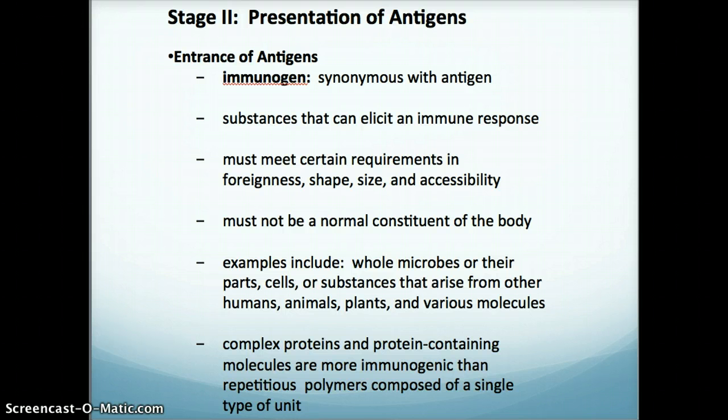And examples of this would include a whole microbe, perhaps a bacteria or virus, or their parts. Also cells or substances that arise from other humans, animals, plants, and then also various molecules, which could be chemicals that are introduced into the body. Complex proteins and protein-containing molecules are much more immunogenic, so elicit a bigger immune response than repetitious polymers composed of a single type of unit. And I'll go into that a little bit more.